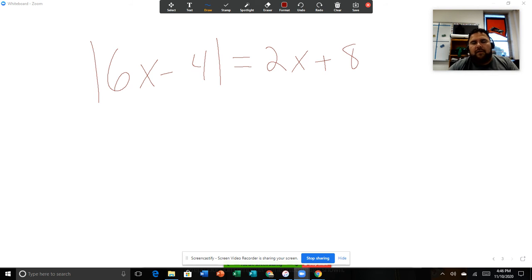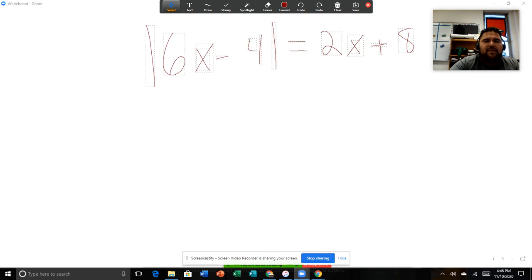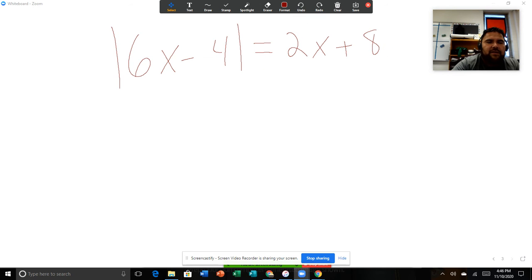Okay, let's see if it works. I don't know. I'm just making up these numbers, so we'll see. Okay, so I'm going to drag these across. Again, I'm solving, so I'm going to break these down into two equations. The first equation, right, basically you're getting rid of the absolute values. So you have 6x minus 4 equals 2x plus 8.